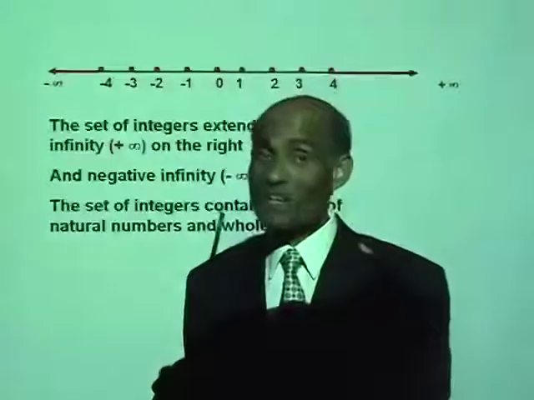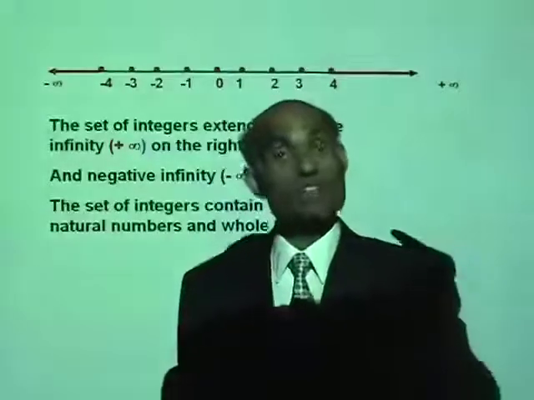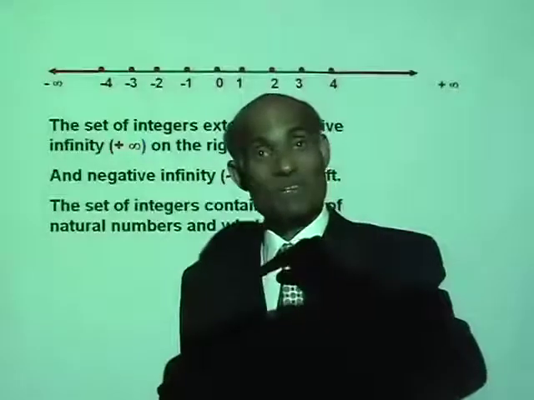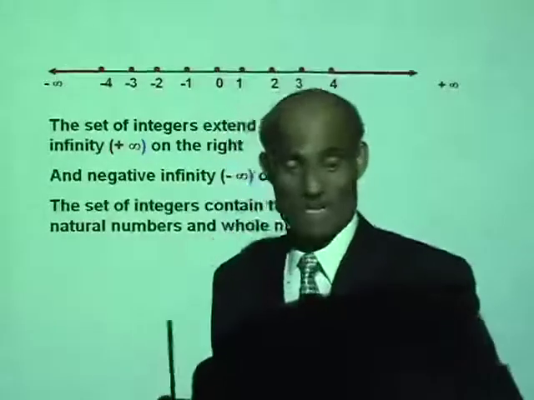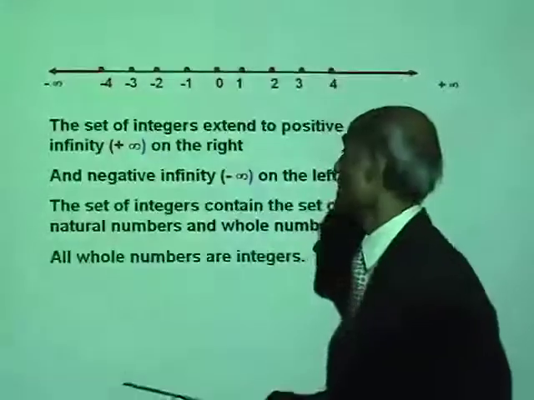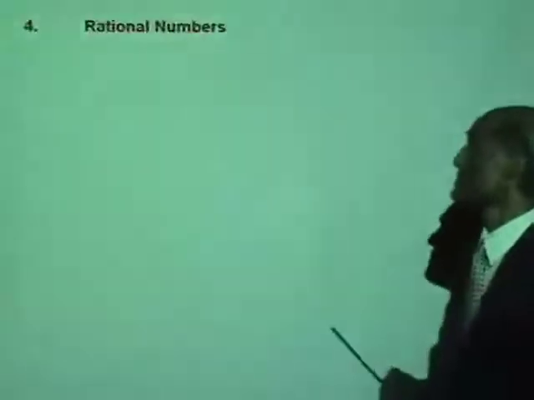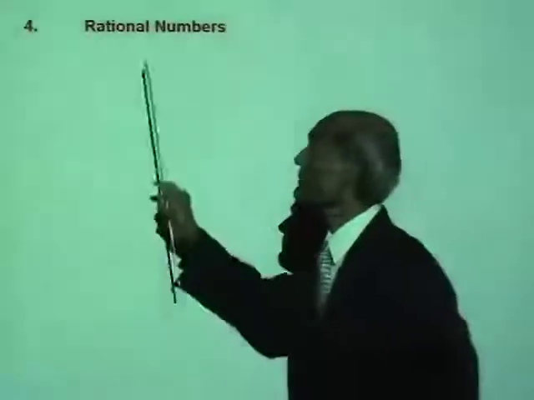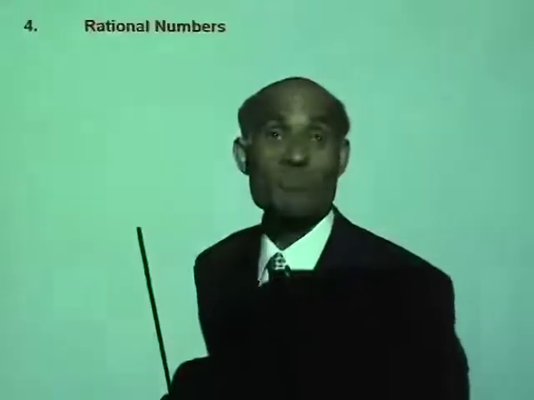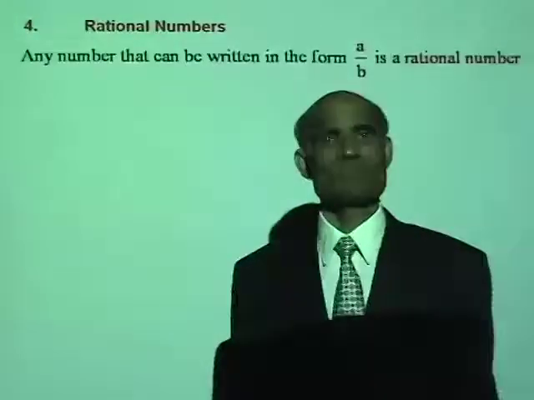But can I say that all integers are natural numbers? No, I cannot say that. Okay, all whole numbers are integers. The fourth type of number is called a rational number. A rational number. What is a rational number?